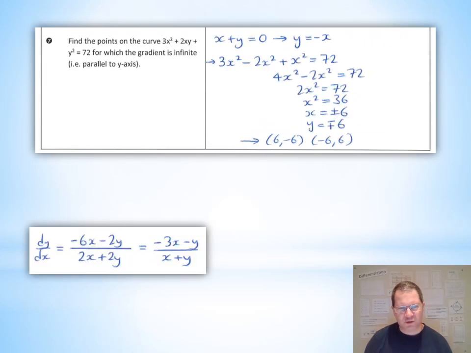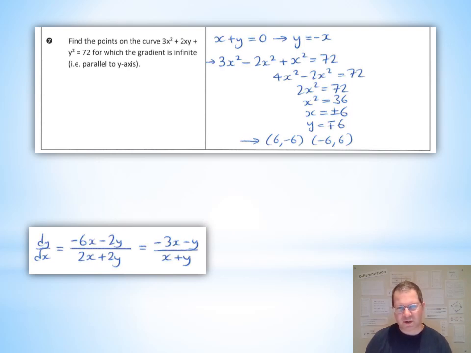And finally, a new skill. We've been asked to find the points on the curve for which the gradient is infinite, and I've put in brackets, i.e. parallel to the y-axis. So we're used to doing turning points where the gradient is 0 or some other slope, but it's very rare that we'd be expected to work out when the gradient is infinite. Now we can't put the expression for dy by dx equal to infinity. However, we can state that the denominator is 0.